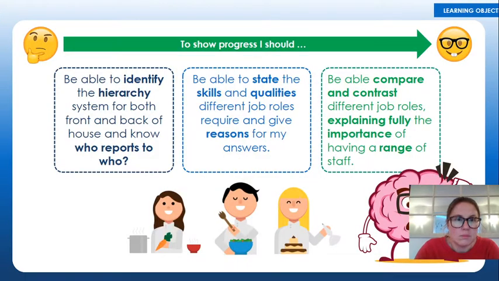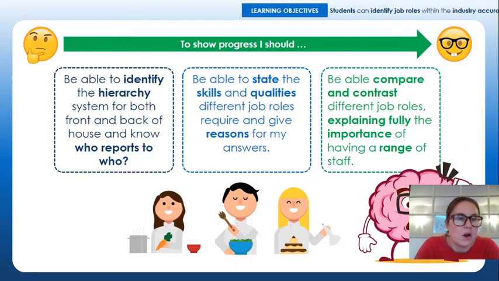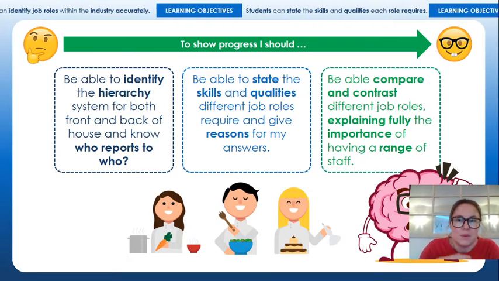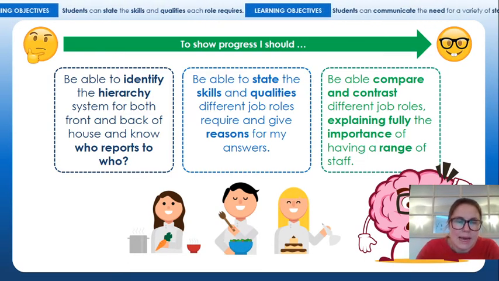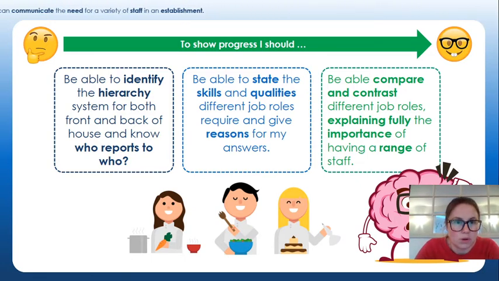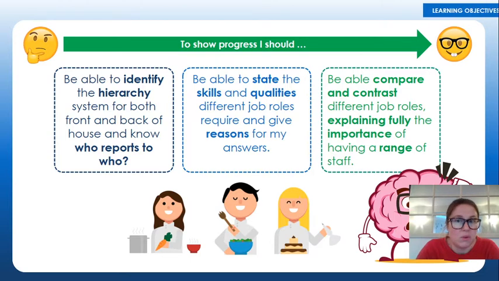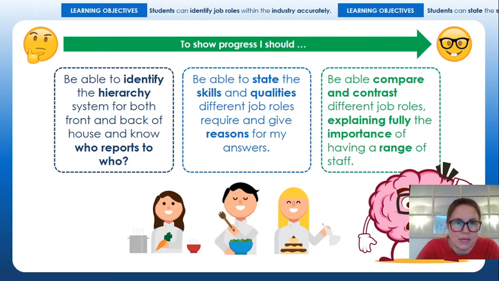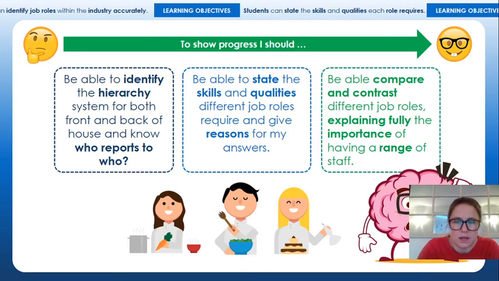So carrying on from last week, being able to identify the hierarchy system for both front and back of house and know who reports to who. So that is how we're going to continue to show progress. Hopefully be able to start to state the skills and qualities different job roles require and give reasons for them. We probably won't get up to comparing and contrasting different job roles today. That will be something we'll carry on next week.